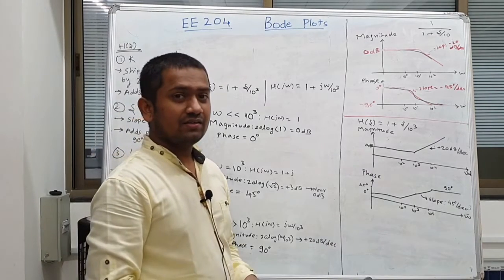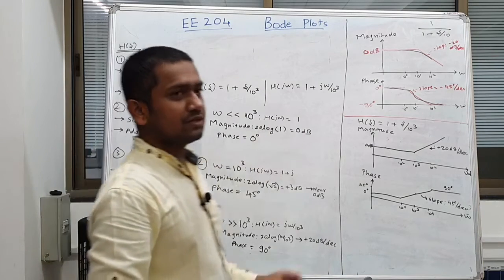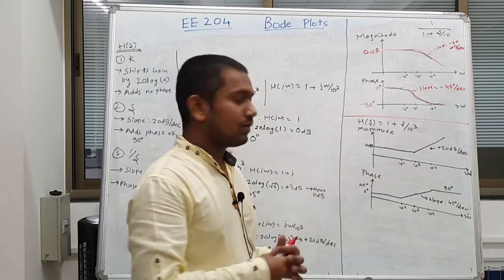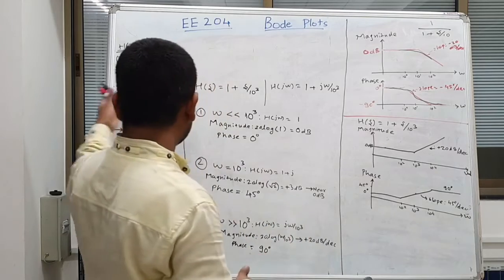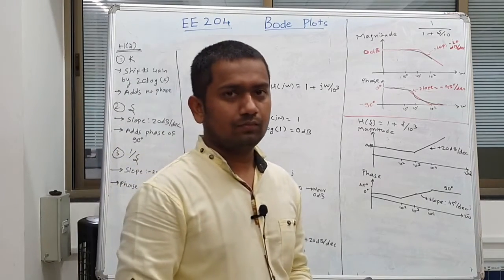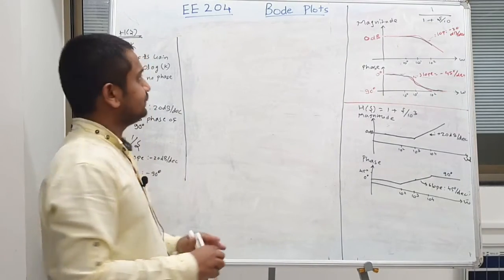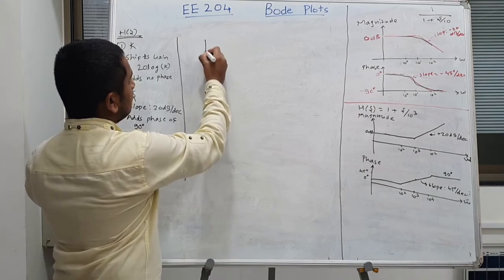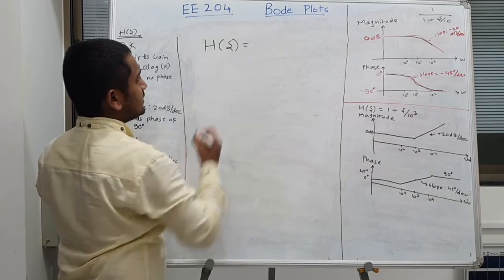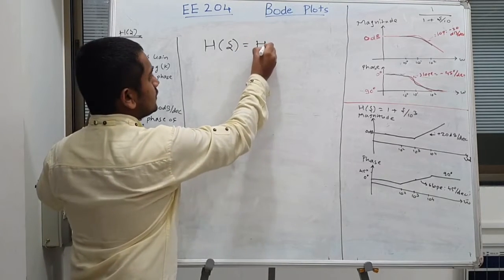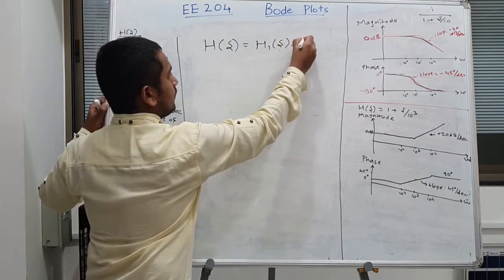With this understanding, now we can go ahead with how to combine different transfer functions to get a Bode plot for a system which is having poles, zeros and DC term which is constant. Now let's look at how we combine plots. Let's say there is a system which is a combination of h1 of s and h2 of s.